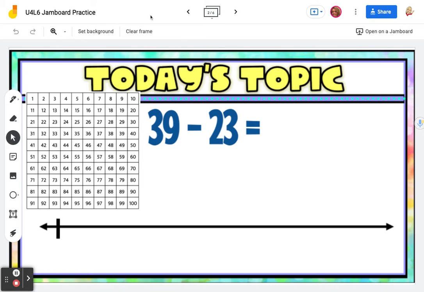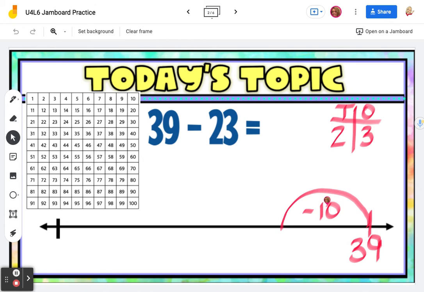This time we're subtracting 39 minus 23. I know when I subtract, I'm hopping to the left, so I'm going to start with my number here. And I always start with the big number. It just makes it easier. We're doing 23 hops, so I'm not going to do 23 little hops. I'm going to divide that into tens and ones. I have 2 tens and 3 ones. So I'm going to do one big 10, then my next big 10, and then I have 3 ones. 1, 2, 3. So minus 1, minus 1, minus 1.